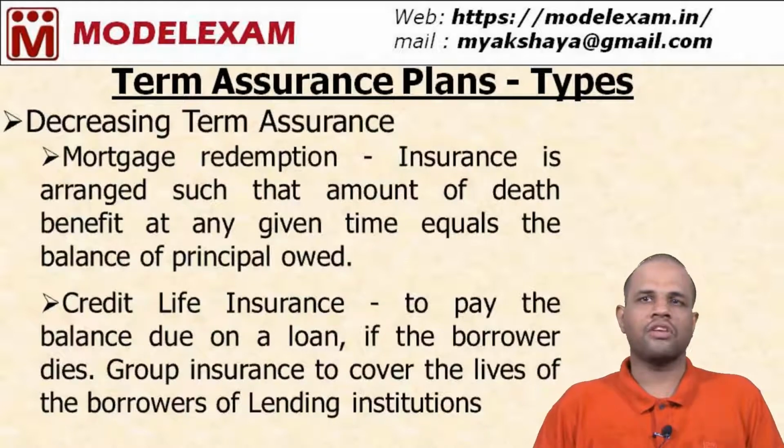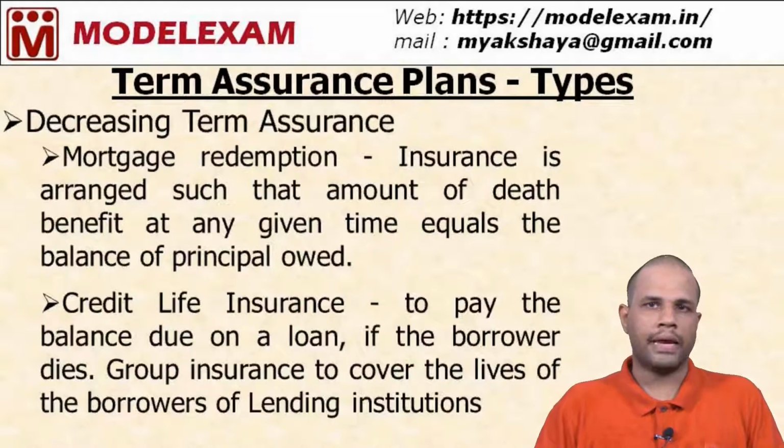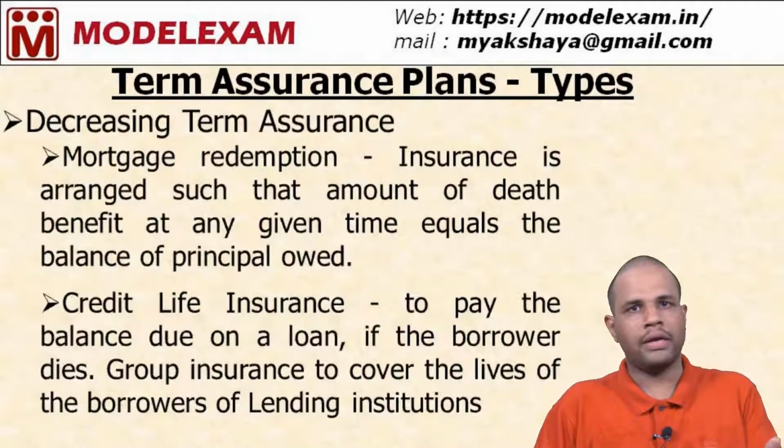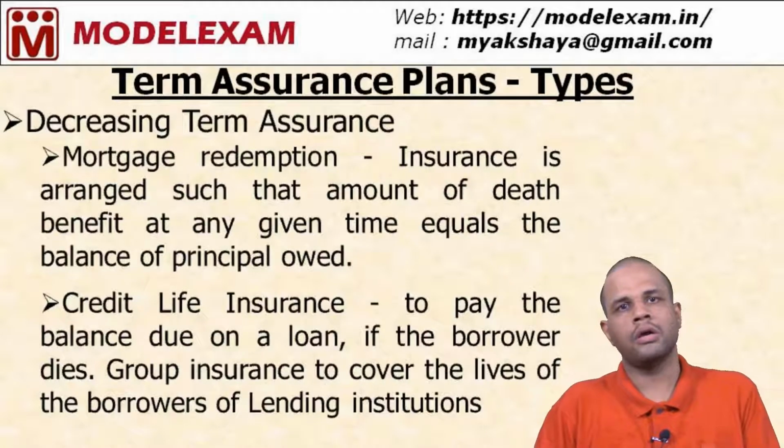Here the insurance is arranged such that the amount of death benefit, or the sum assured at any given time, equals the balance of principal owed. It means that as time passes, the death benefit slowly decreases, and at the time of maturity, that is, when the EMI is over and the housing loan term is over, the sum assured will also become zero. That is the concept in mortgage redemption insurance.